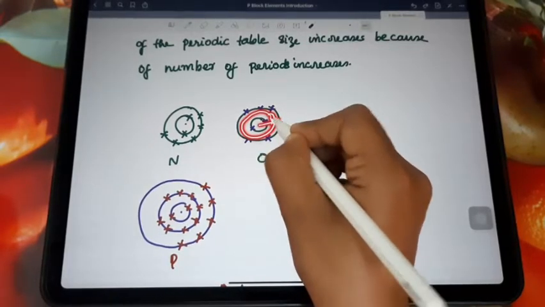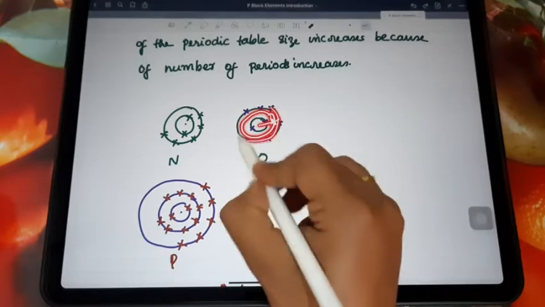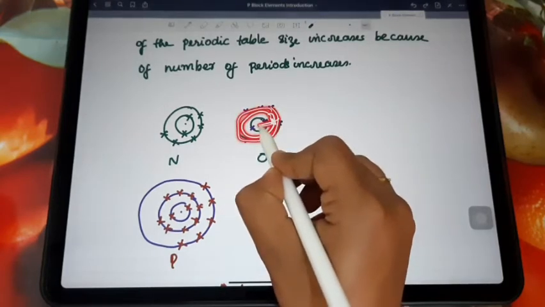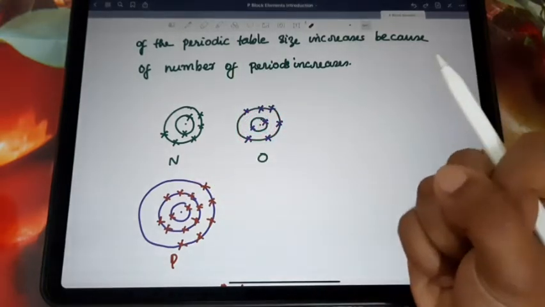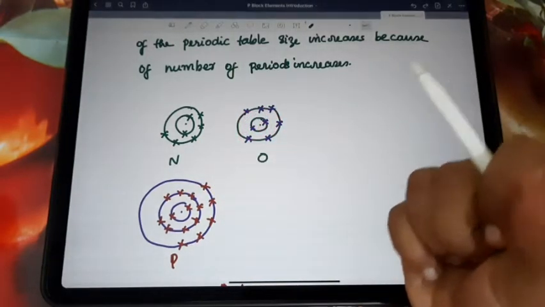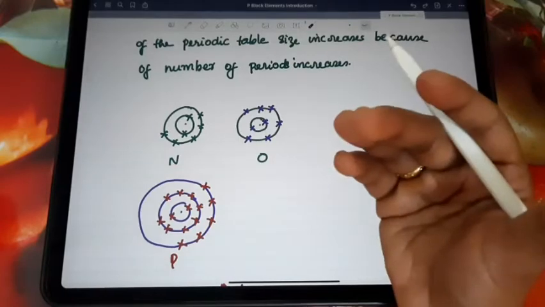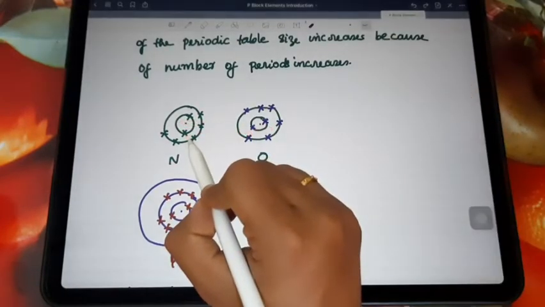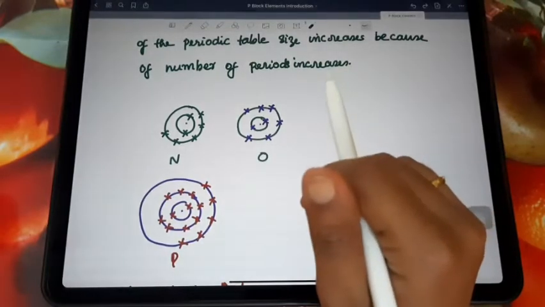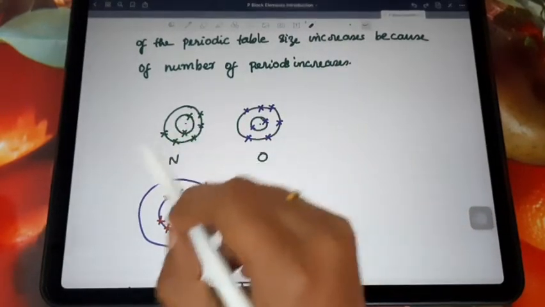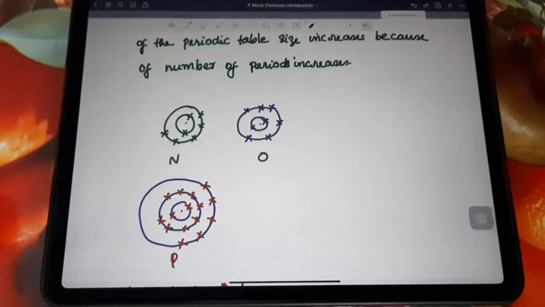No, it's not so easy, because these 5 electrons are very close to the nucleus. So there is so much attraction, and removing one electron is very difficult. For that we have to apply a large amount of energy. That's why in nitrogen's case we have to apply less energy compared to oxygen. And that's why the ionization energy is less for nitrogen and more for oxygen.